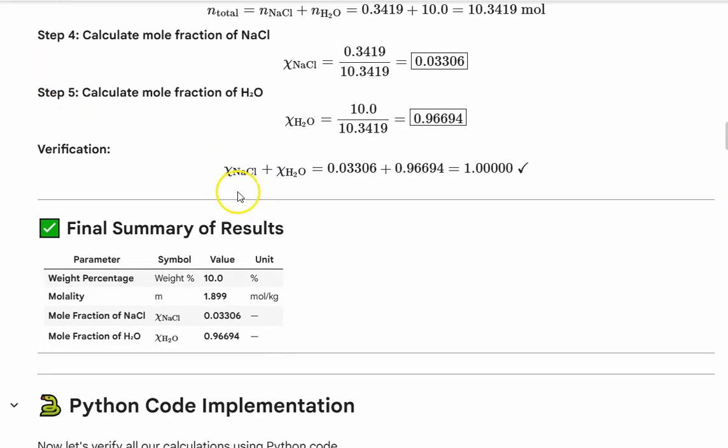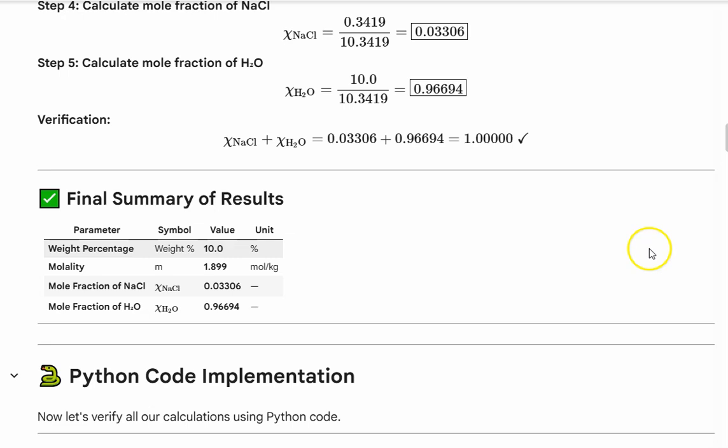So now here is the final summary of my calculation. Weight percentage is 10, we got that result in the previous calculation. Molality is 1.8899 mole per kg. Mole fraction of NaCl is 0.03306. Mole fraction of H2O is 0.96694. That's it.